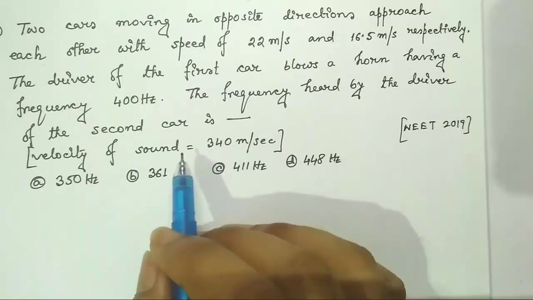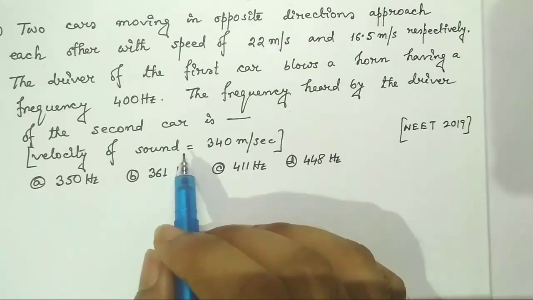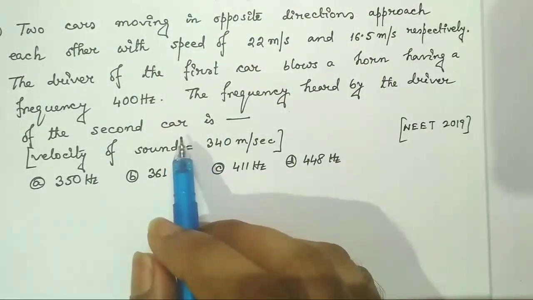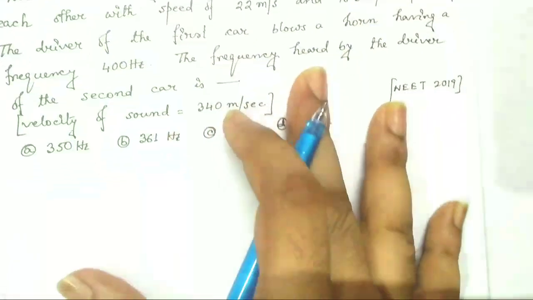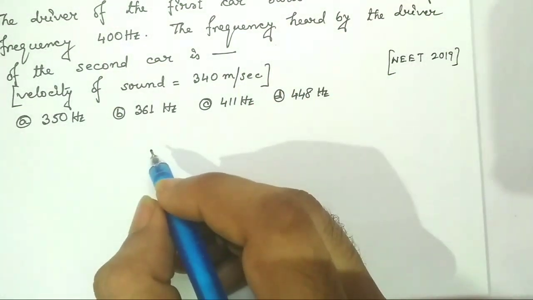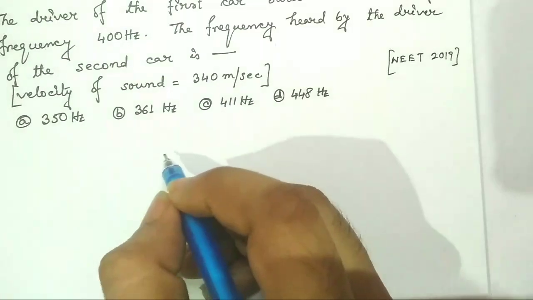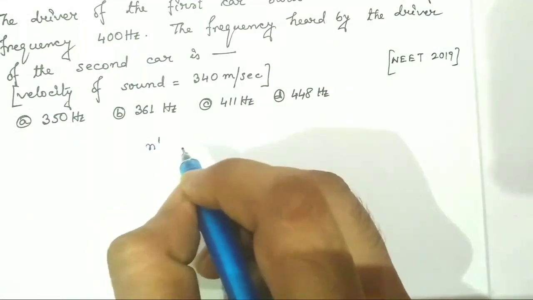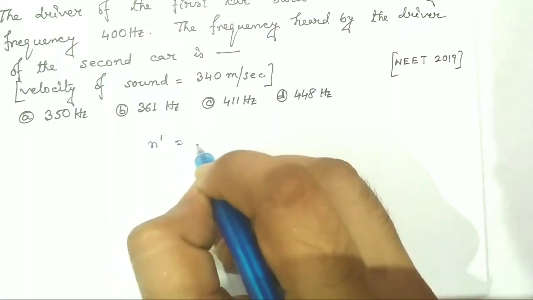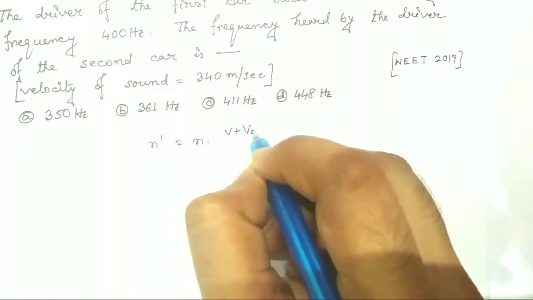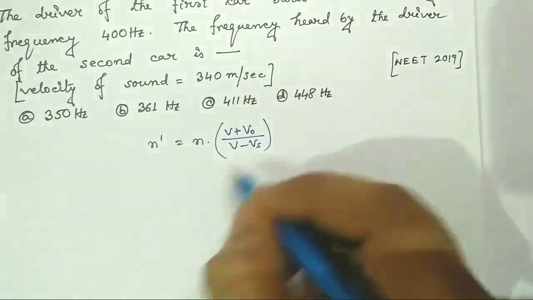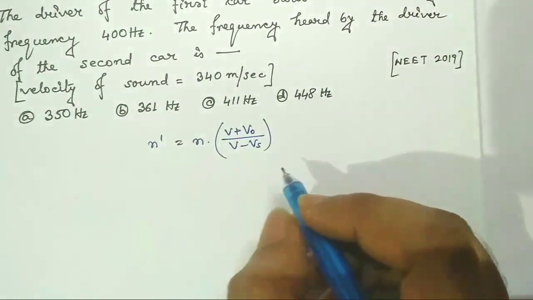Very easy question. If you have the clear concept, then no question will be difficult for you in the examination hall. See, here the sound source and the observer both are moving towards each other. So the apparent frequency heard by the driver of the second car is n prime equal to n into (V plus V0) divided by (V minus Vs). We will consider the upper sign since they are moving towards each other.